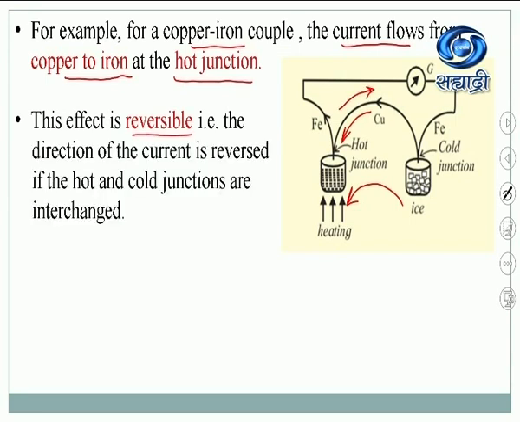But when it is reversed, that is the direction of current, it is reversed if the hot and cold junctions are interchanged. If we interchange these two junctions, then the direction of current in the circuit is reversed. So we can reverse this effect also.